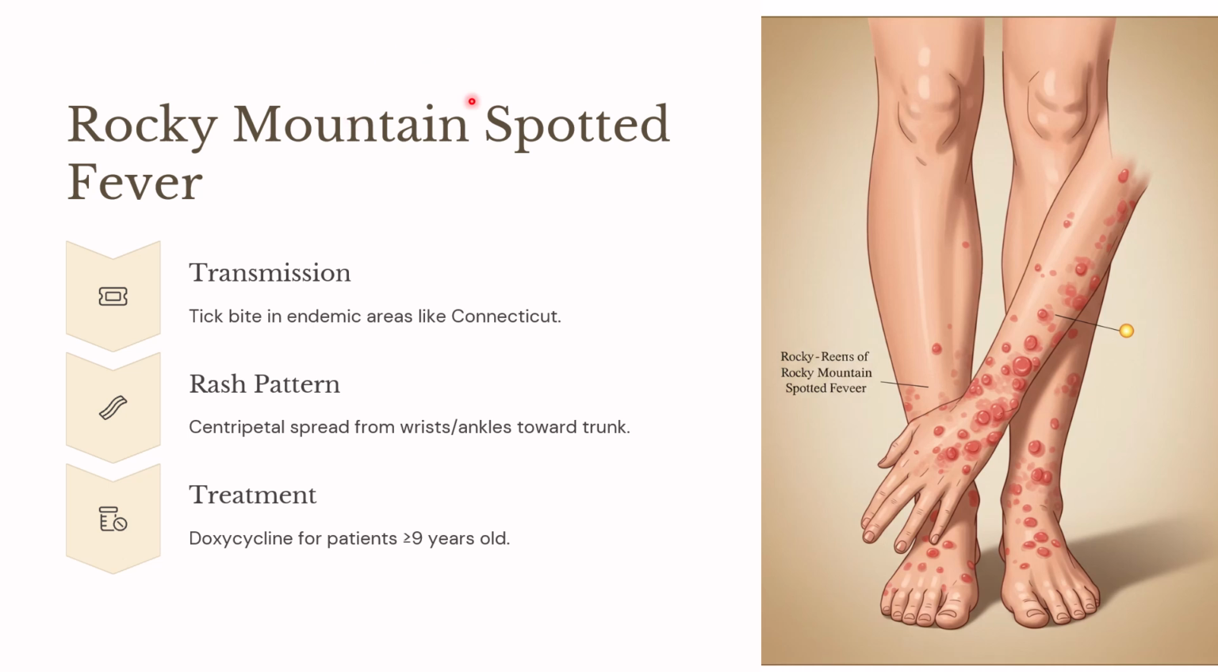What about Rocky Mountain spotted fever? Rocky Mountain spotted fever is mostly transmitted by ticks. The rash pattern will be very typical, such that it will be centripetal spread. First it will start at the palms as well as at the soles. Then it will proceed on to the wrists, ankles, and then towards the trunk.